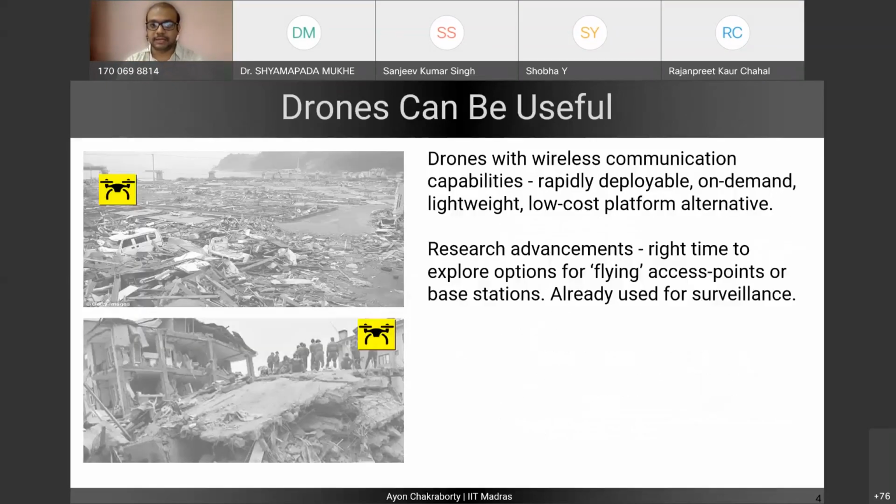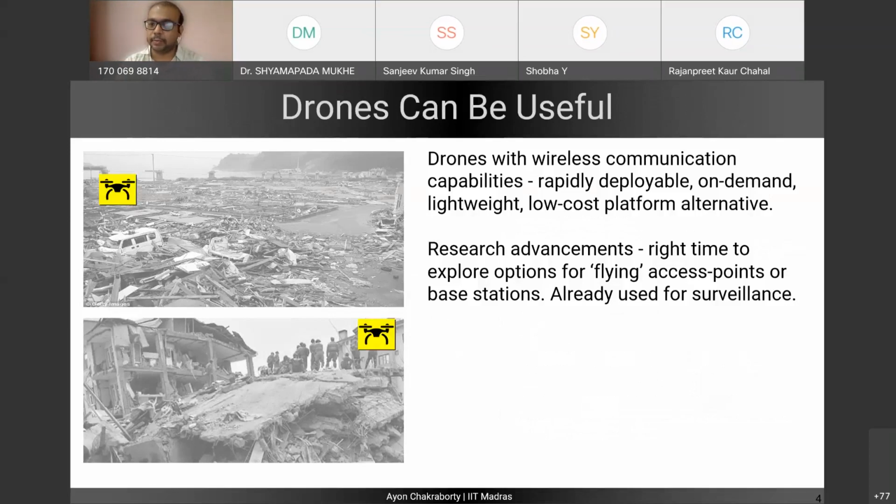So, as I said, drones can be useful. They can be equipped with wireless communication capabilities. For example, you can put an access point on top of the drone, and you can send the drone to a desired location, and they will be beaming some Wi-Fi network to the region underneath.